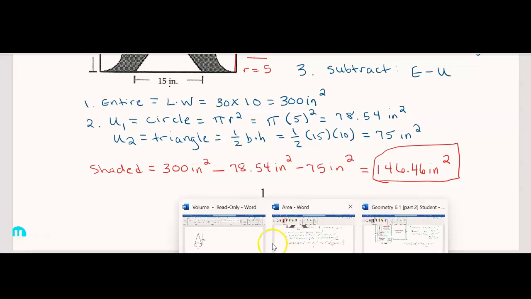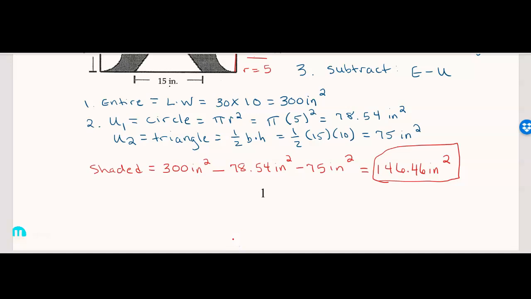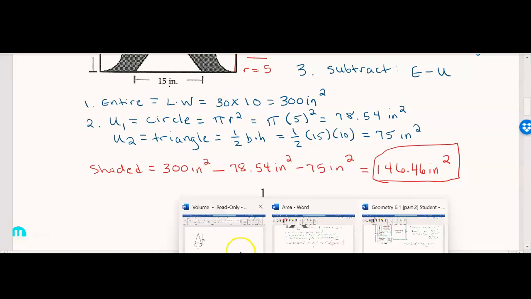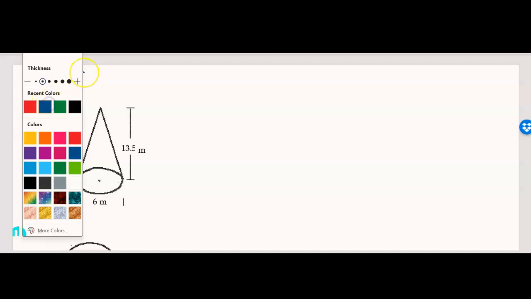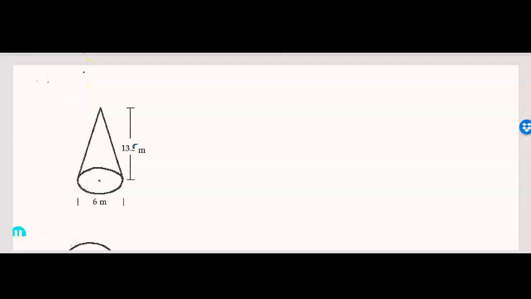Next, we're going to jump into volume. If I can get it to open, there we go. Now, for volume, let me just fix that number. That should be a 13.5. I don't know why I didn't copy over. Now we're just looking at volume. And what we're going to do is try to look at the shape, and then we can find the volume. Now this is a cone.